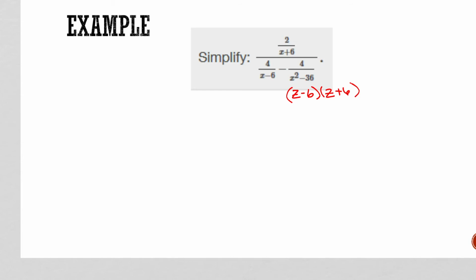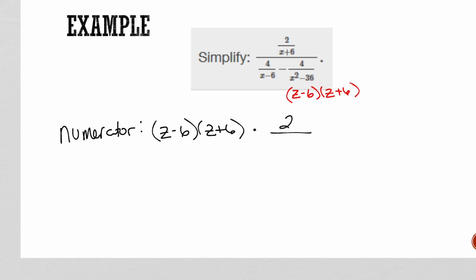I'm going to write this just a little bit neater, though, okay? So, my numerator, I am multiplying z minus 6 and z plus 6 times 2 over z plus 6, okay? So that means that this and this cancel, and I'm left with 2 times z minus 6. So that's my numerator, okay?